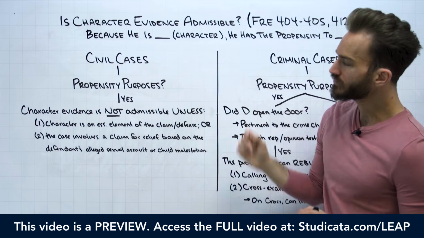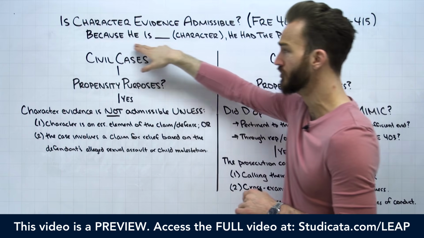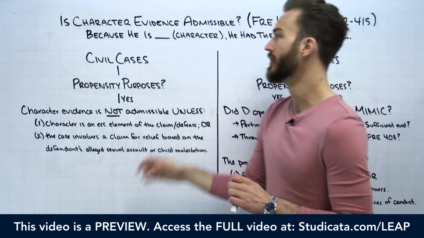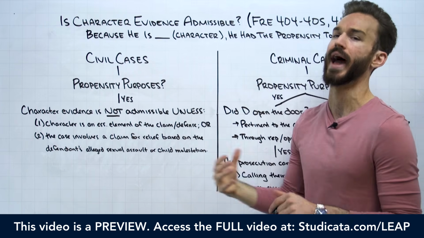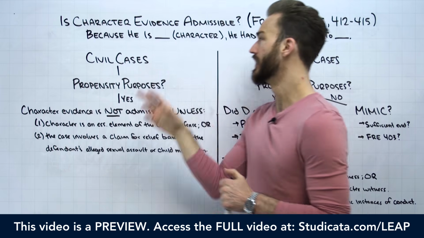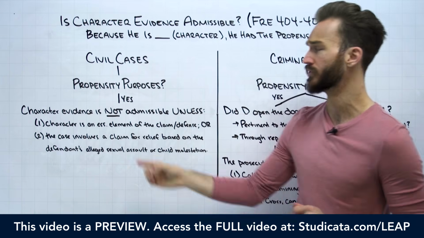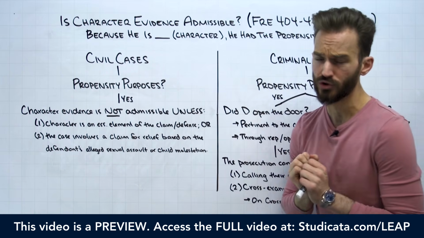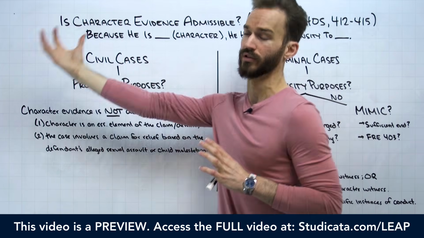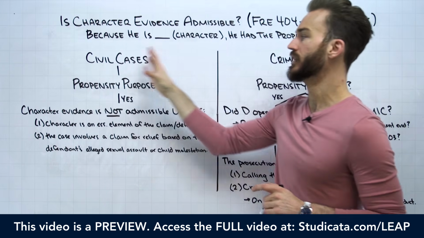And notably, if it's being introduced for non-propensity purposes, we're introducing the character evidence not to do this, but to prove something else other than propensity, then 404 really isn't at issue. Now, you'd still want to discuss it on your evidence essay, but it's not what 404 is addressing. 404 is addressing introducing character evidence for propensity purposes. So if you're introducing it for some other reason, our starting point rule is that generally you are allowed to do that. That's the other end. So that's why the gateway issues here are critical.